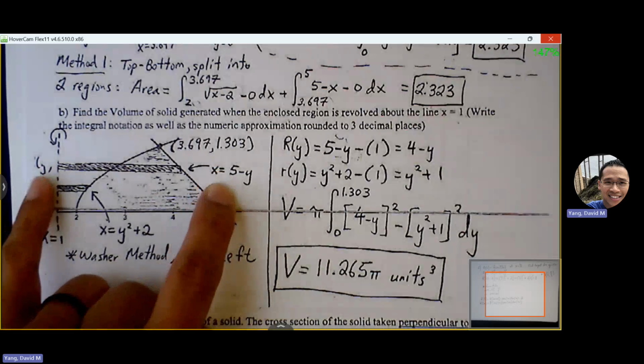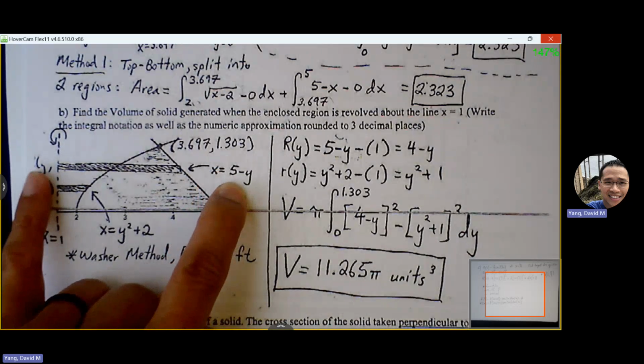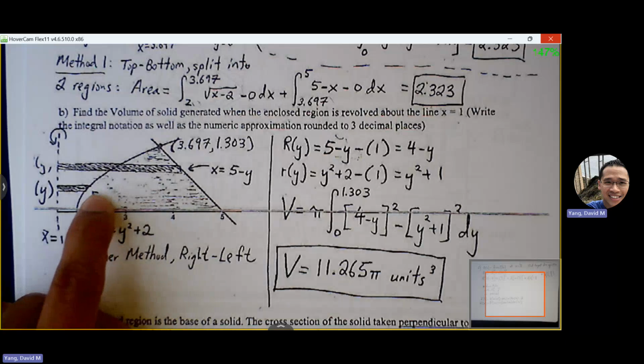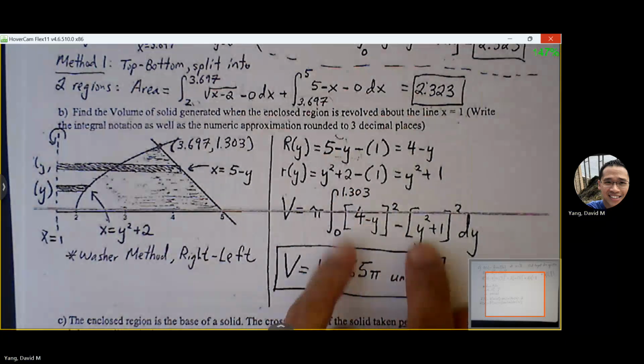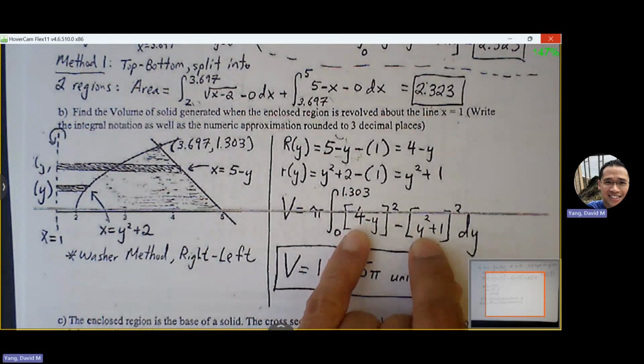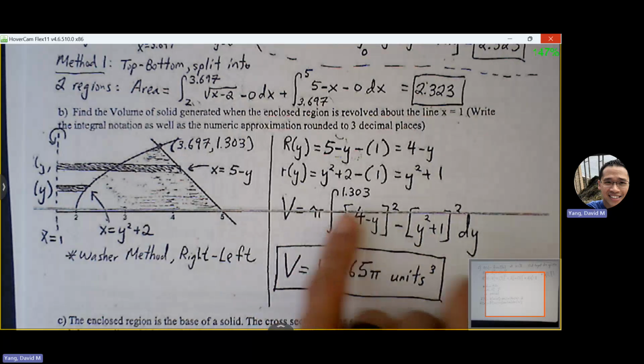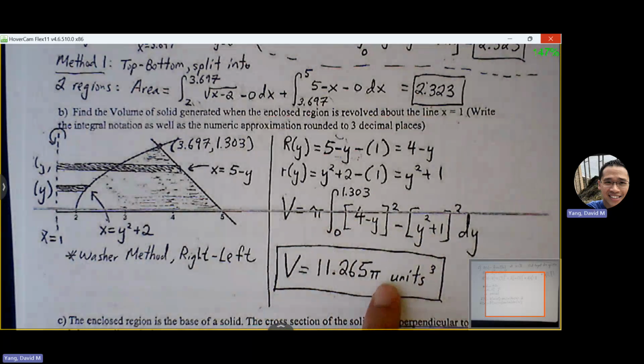So right minus left, we have 5 minus y minus 1. And then right minus left, y squared plus 2 minus 1. Big radius squared minus little radius squared. Insert this in the calculator, but leave pi out of the calculator. Attach pi at the end of your numeric answer.